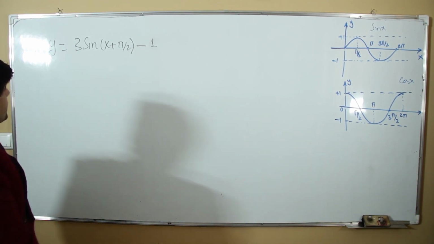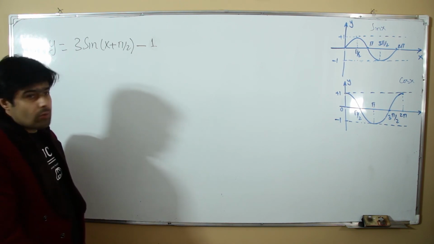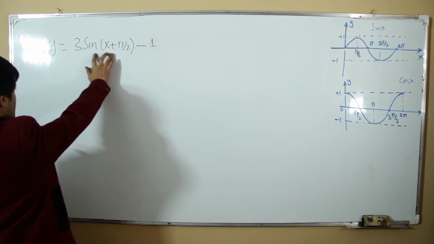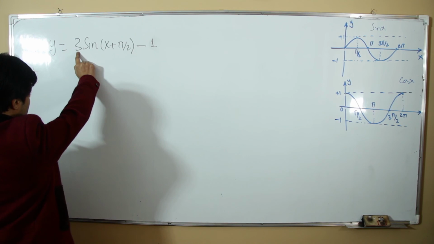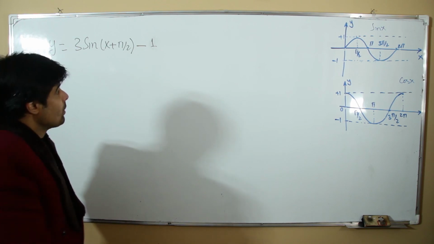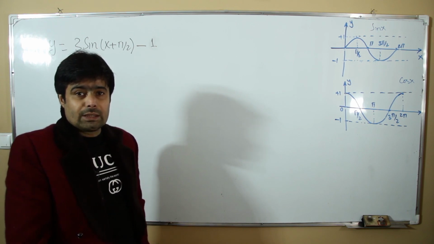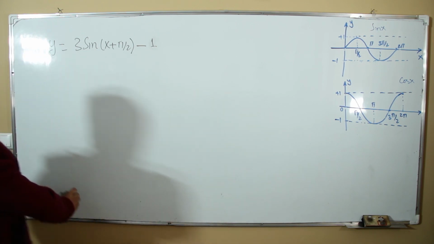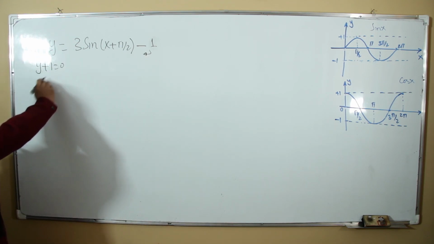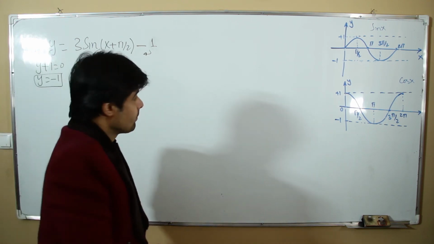Now, the last question. Y is equal to 3 sine (x plus pi by 2) minus 1. Can you draw this one? Yes. We have a translation along the x-axis, and we have an expansion or contraction along the y-axis, and also we have a translation along the y-axis. Now, how can we do this one? First, you have to find along which line or axis we have to draw this graph. It means put this minus 1 to the left side. It is y plus 1 is equal to 0. Y is minus 1. It means our graph should be drawn along minus 1. Am I right or not?